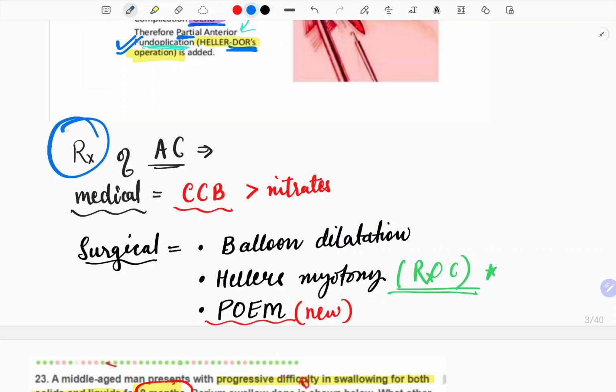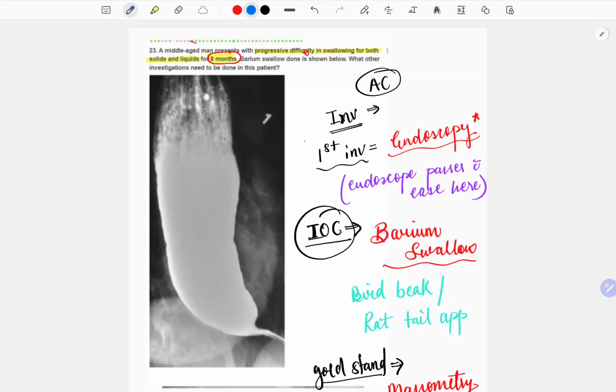Just have a look at the treatment. The medical management includes the calcium channel blockers or nitrates, but the preferred is this. In the surgical, we can do balloon dilatation, Heller's myotomy, which is the treatment of choice, and the peroral endoscopic myotomy, which is a new technique that has recently been introduced. Now look at this diagram.